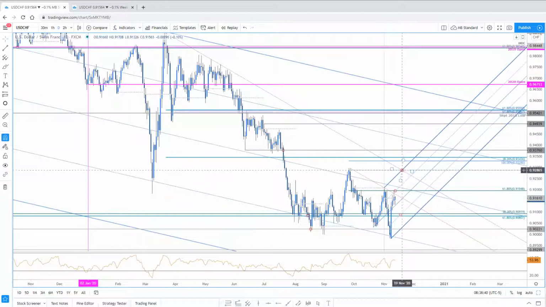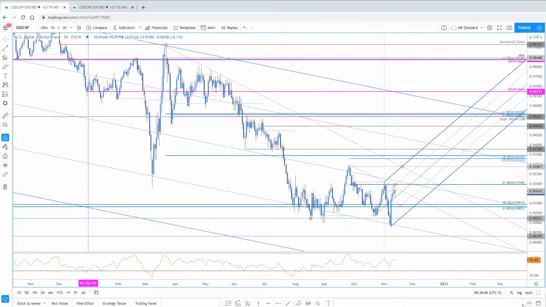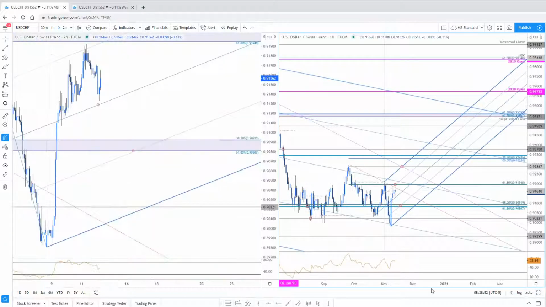All right, so it's about 100 pip run, maybe a little less. This is the area you need to look for. Resistance on dollar Swiss, near-term support. Key support is going to be right back at 90.80, 90.90, right back at that same level.